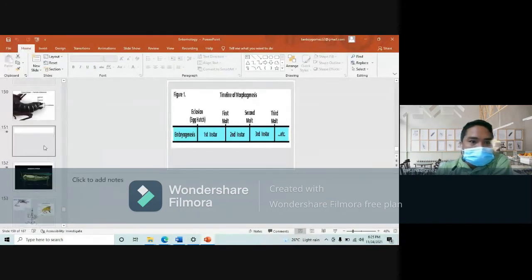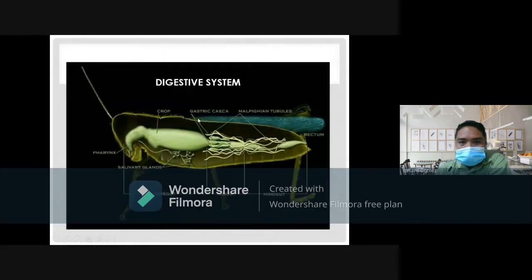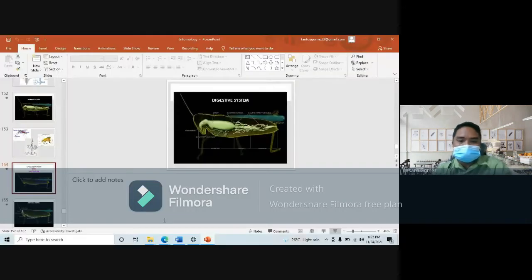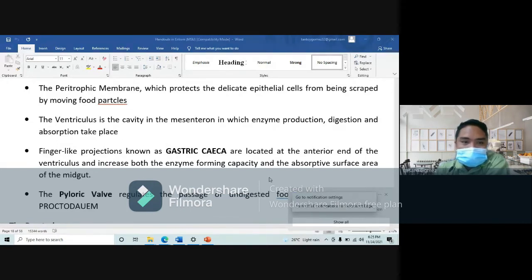Okay, this one, si crop, man si gastric ceca. Okay, gastric ceca. So unsa ang pasabot ni gastric ceca? Gastric ceca are located at the anterior end of the ventriculus and increase both the enzyme forming capacity and absorptive surface area of the midgut.